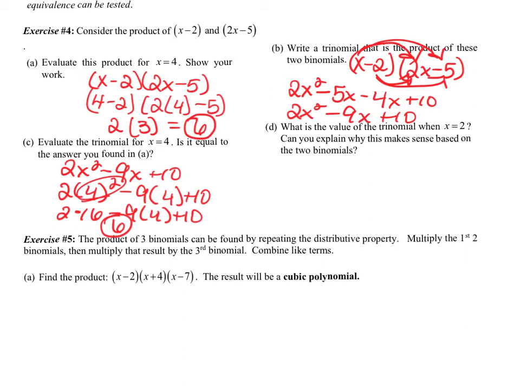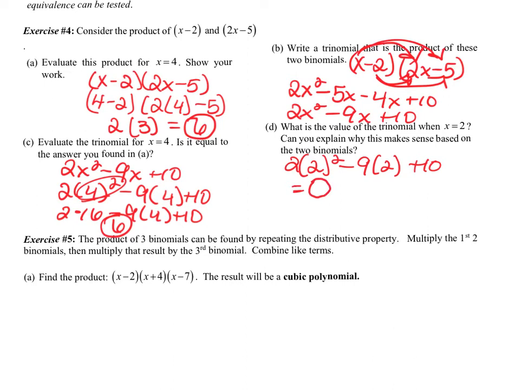Part D, what is the value of the trinomial when x equals 2? Can you explain why this makes sense based on the two binomials? All right, so I'm going to plug in x equals 2 to my trinomial. So 2 times 2 squared minus 9 times 2 plus 10. From there, I'm going to put that in my calculator, and why don't you pause and do that yourself? Hopefully you'll get the same thing as me, which is a 0.